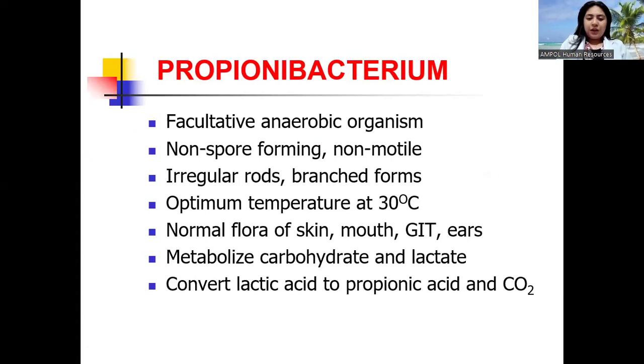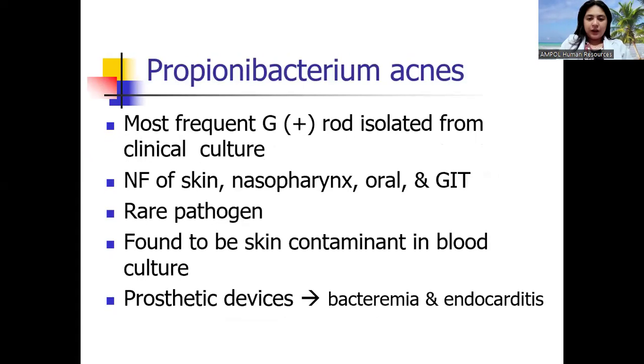Propionibacterium is a facultative anaerobic organism, non-spore forming and non-motile, with irregular rods and branching forms. Optimum temperature is 30 degrees. It is normal flora of the skin, GIT and ears, metabolizes carbohydrate and lactate, and converts lactic acid to propionic acid and carbon dioxide. Propionibacterium acnes is the most frequently isolated bacteria in blood culture.